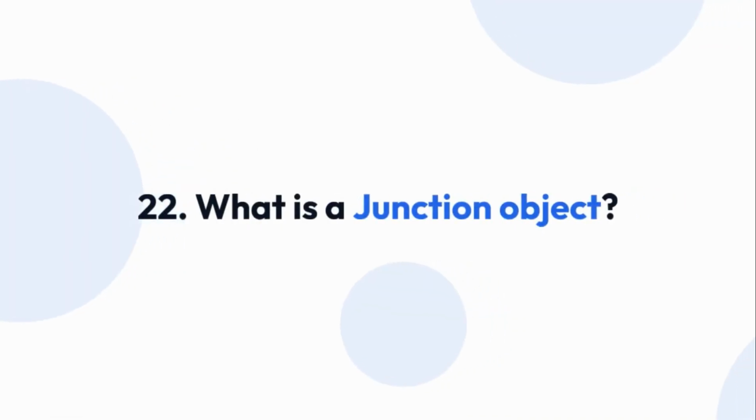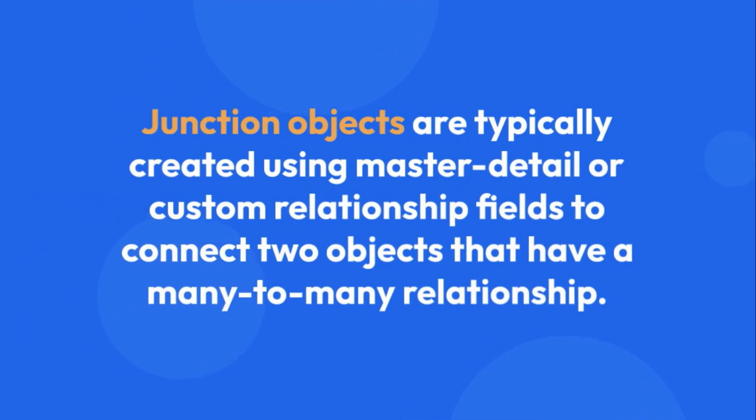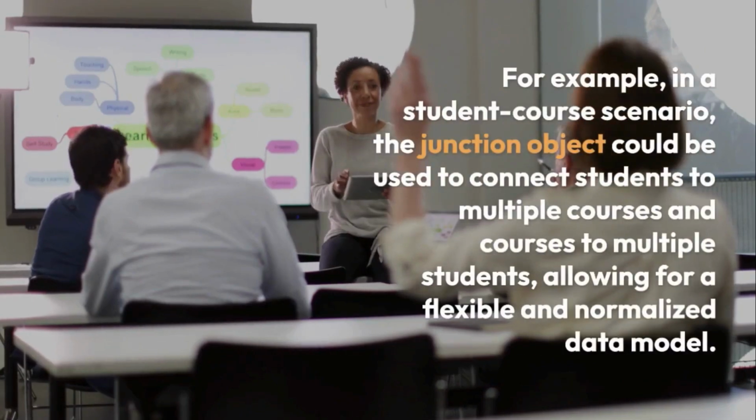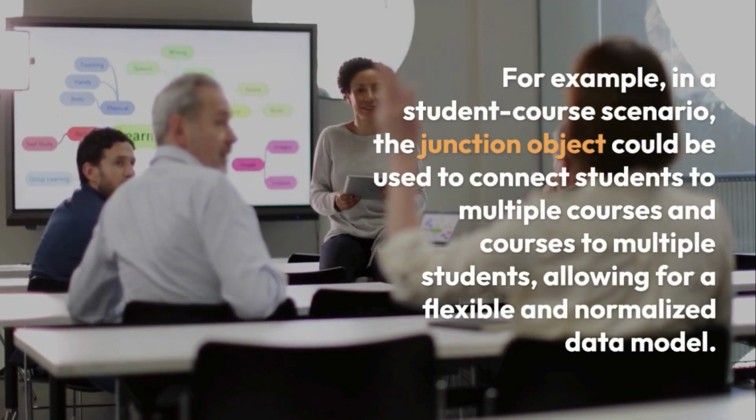22. What is a junction object? Junction objects are typically created using master detail or custom relationship fields to connect two objects that have a many-to-many relationship. For example, in a student course scenario, the junction object could be used to connect students to multiple courses and courses to multiple students, allowing for a flexible and normalized data model.